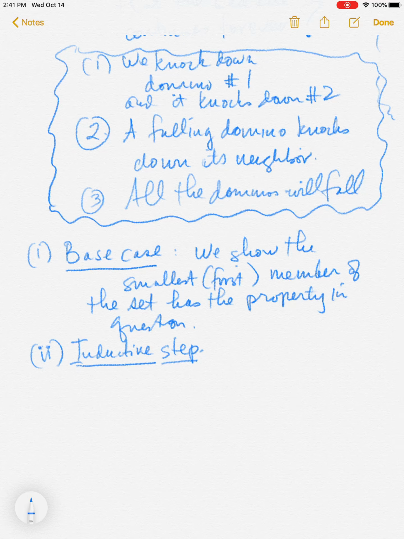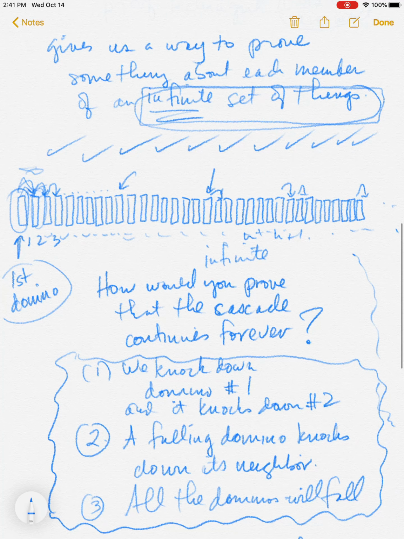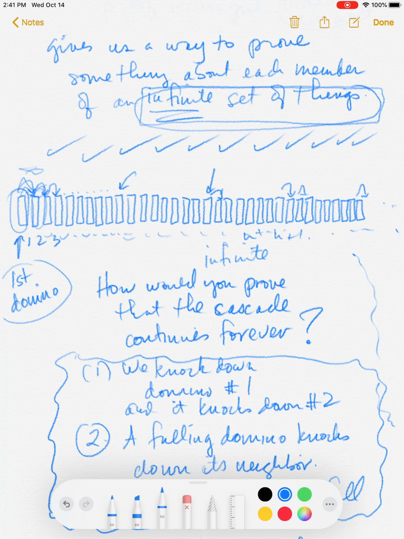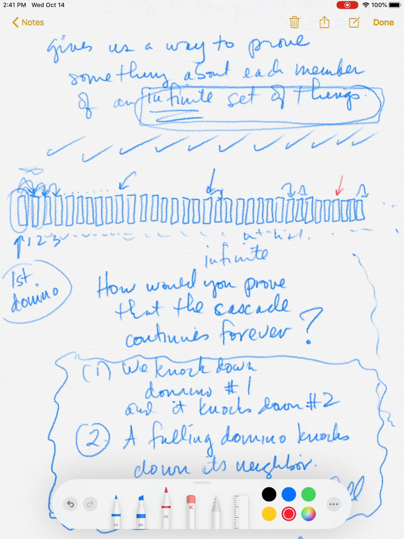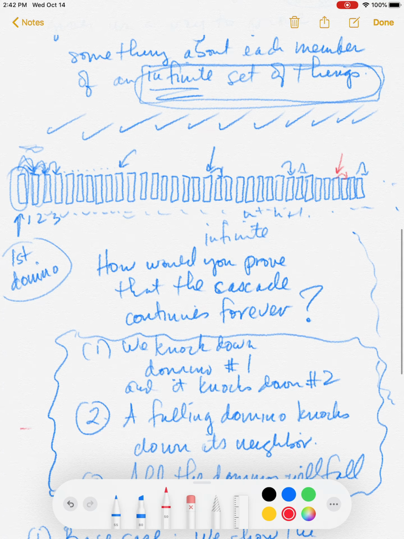Okay, so we have the base case. We want to get the dominoes going, right? So the first guy is going to knock down the second guy. And in the inductive step, we want to show that, going back to the dominoes here, just pick some domino arbitrarily, like way out there, right? If we can show that knocking him down is going to make the guy next to him knock down, then, that's kind of what's going on in this step. So if we can show that, and suppose, let's call this the nth domino.